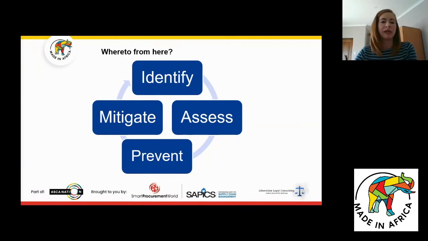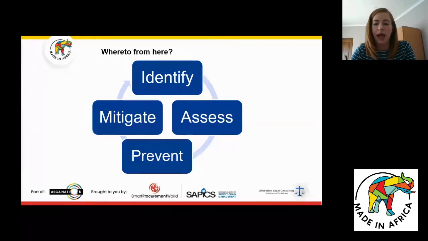The next question begs to be asked. So how do we go from here? The process flow can easily be summarized in the following 4 steps. Identify, assess, prevent, and mitigate. These steps can be used within the company itself as well as within its suppliers.